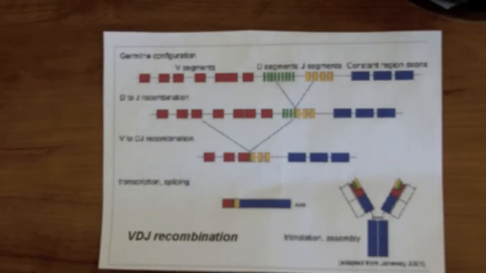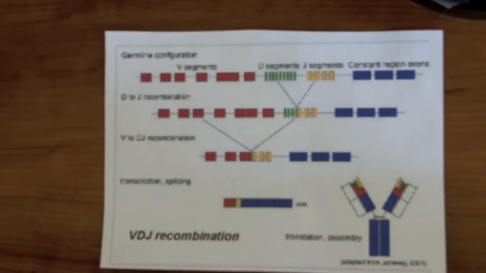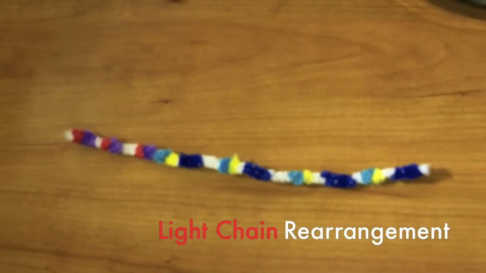And just to help you logically process this, this is going on for B cells, which are making the B cell receptors and the antibodies, in the bone marrow. And for T cells, it's happening in the thymus.